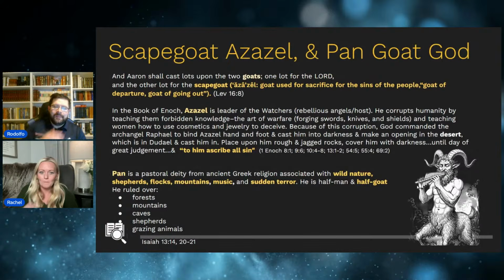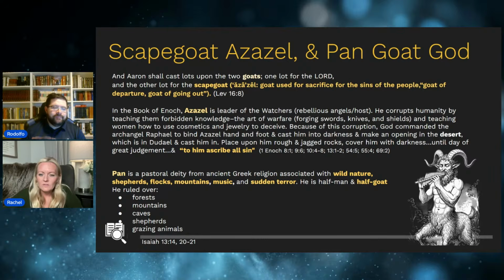It's so applicable. Okay, so in relation to this word, for the satyr, the goat god, I was thinking of these two aspects of Azazel, who's the scapegoat in Leviticus, and then Pan, the goat god. I just couldn't help myself. So in Leviticus 16:8, Aaron shall cast lots upon the two goats, one lot for the Lord and the other lot for the scapegoat. And the scapegoat is the word Azazel.